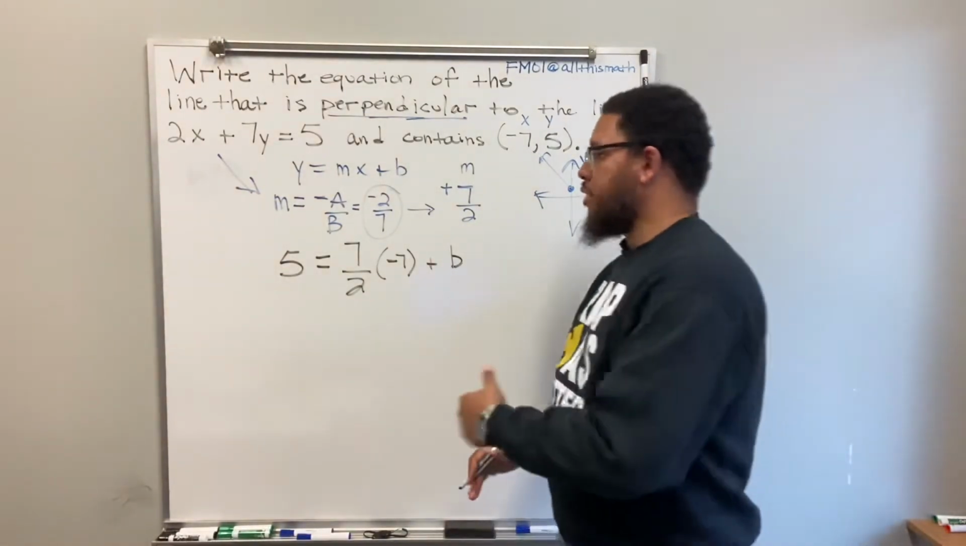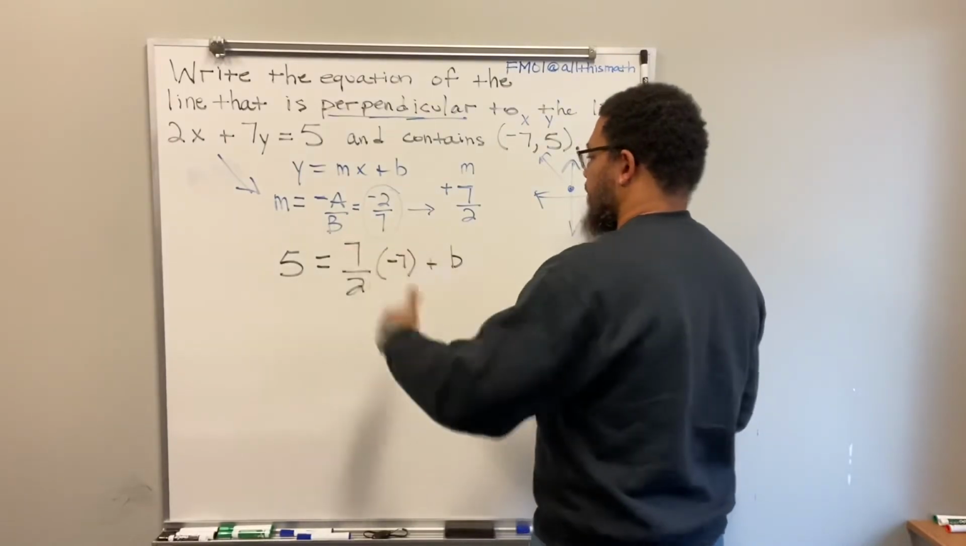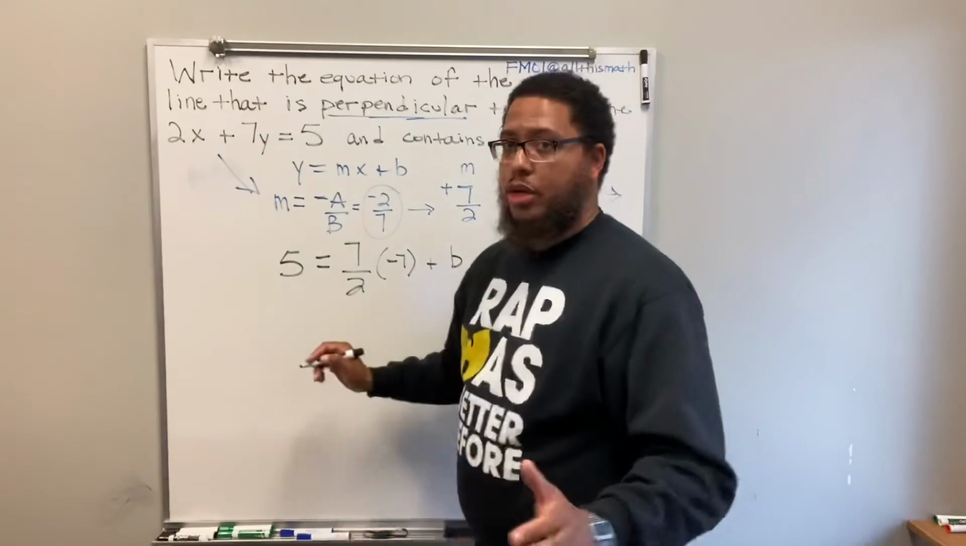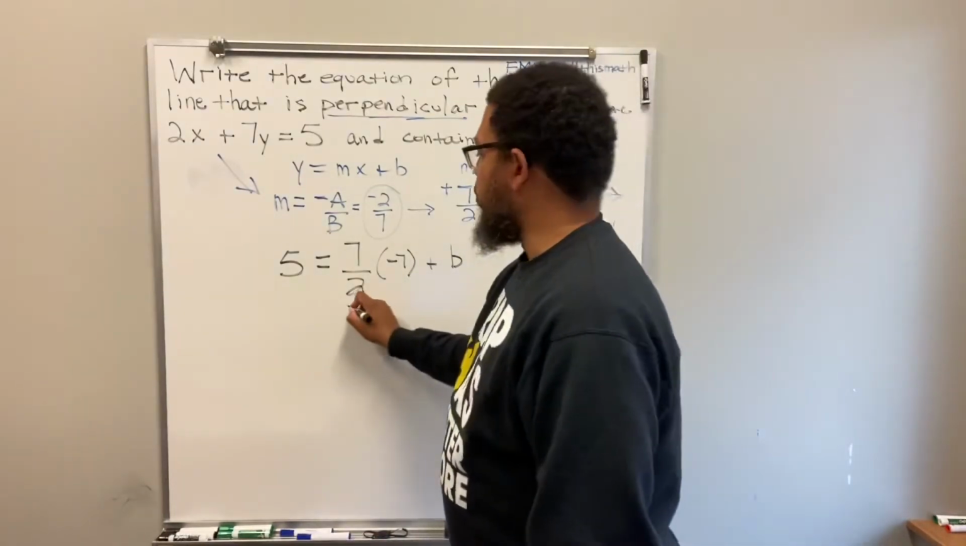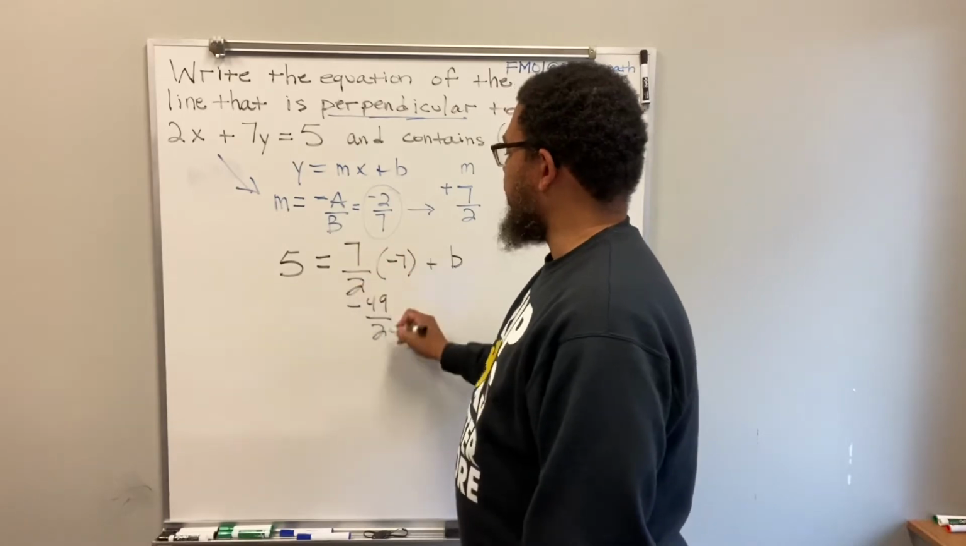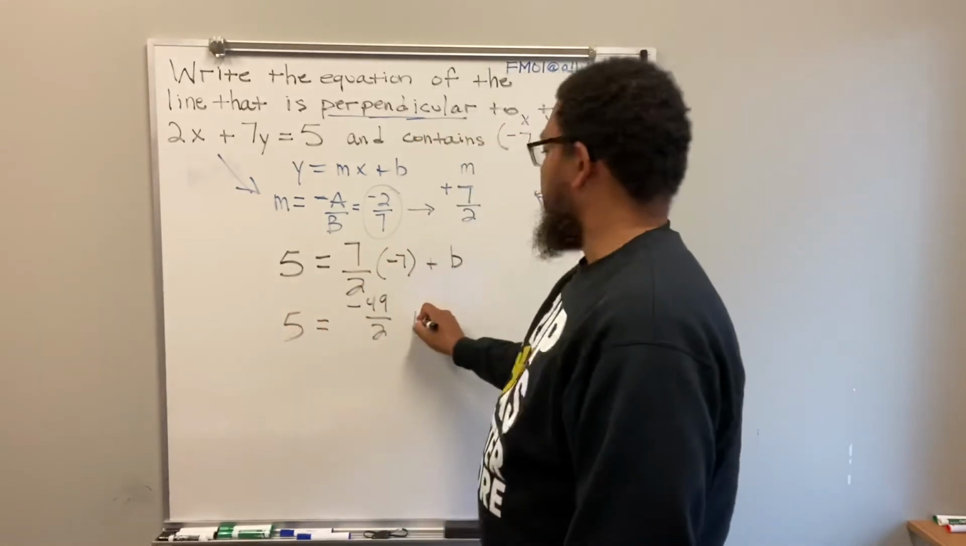All right. First thing I need to do, multiply 7/2 by -7. 7/2 times -7. We've got to know how to multiply fractions. That's non-negotiable. We've got to know how to do that. It's going to be -49/2. 7/2 times -7 is -49/2. Over here we've got 5, and we still have plus B.